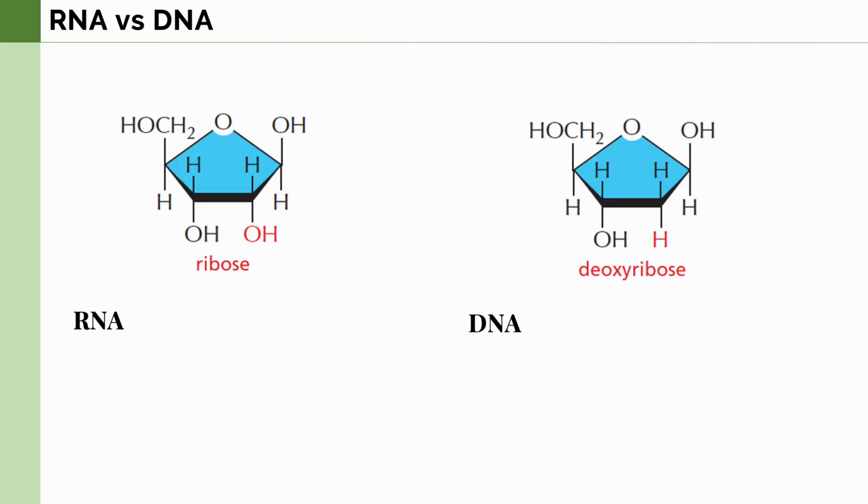The next difference between RNA and DNA is in the sugar that makes up its nucleotide. In RNA, the sugar here is ribose, and in DNA, the sugar is called deoxyribose. That's why RNA is named ribonucleic acid for ribose, and DNA is deoxyribonucleic acid because of the deoxyribose.